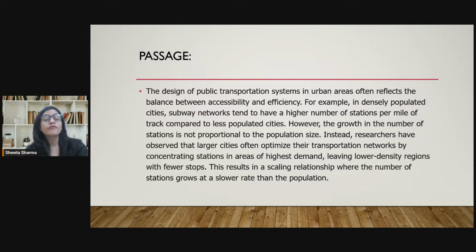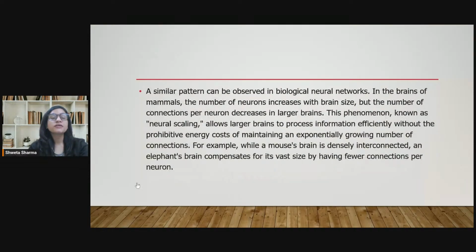Of course, when you know that there is less density as compared to other areas, we should not keep a station there. So this results in a scaling relationship where the number of stations grows at a slower rate than the population. So we're talking about scaling here, like how the number of stations can grow as per the density. And then he is trying to connect to a similar pattern that can be observed in biological neural networks. In the brains of mammals, the number of neurons increases with brain size, but the number of connections per neuron decreases in large brains. And this phenomenon is neural scaling, right?